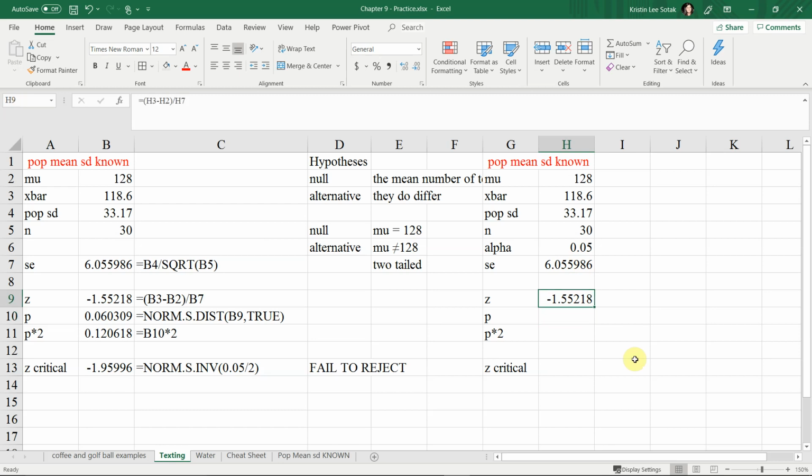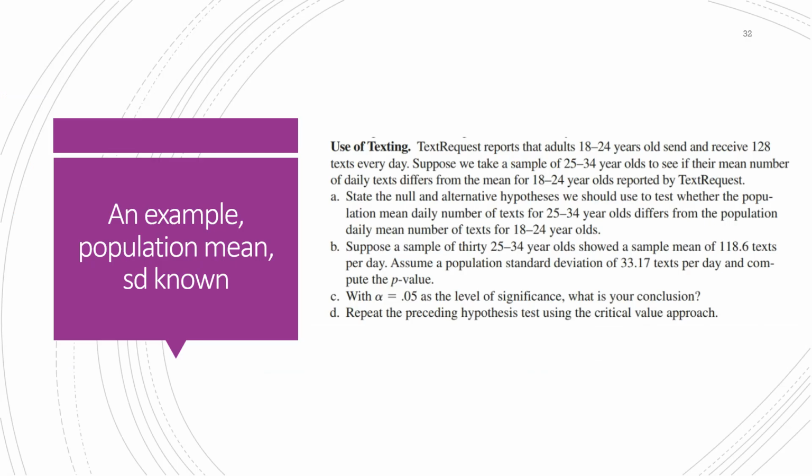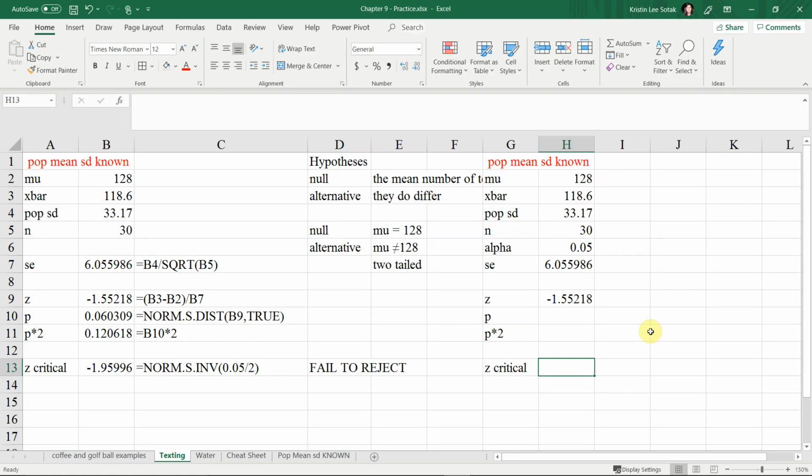Right, we can do a couple different things. We can compare this to a critical value to determine if we reject the null or not, and that's actually part D, right? Use the critical value approach. But let's just do this because we just calculated z, so let's see what happens.